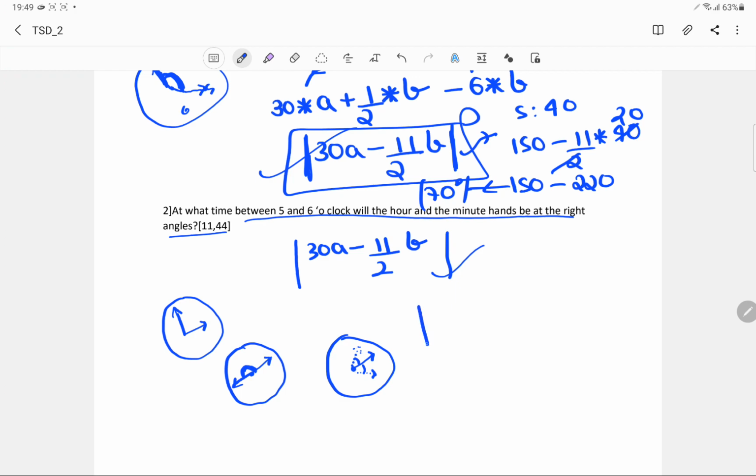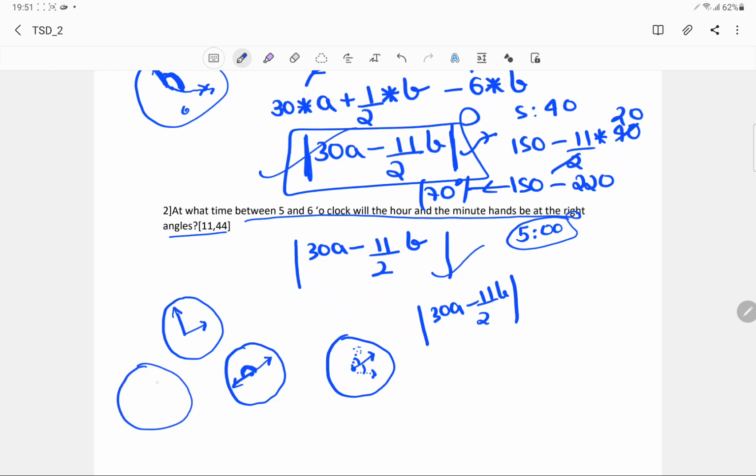Okay, so using this formula, 30A minus 11 by 2 into B, and what they are saying is, between 5 o'clock and 6 o'clock, what will be the time? Just try and see this. So this is like 5. At 5 o'clock, they ask at what time between 5 and 6 o'clock will the hour hand and the minute hand be at a right angle.